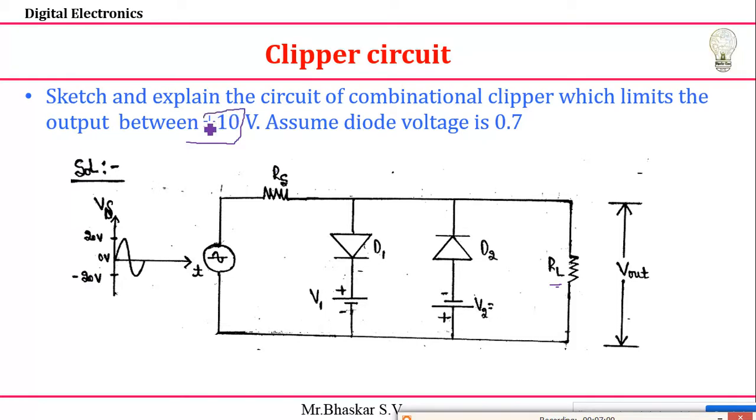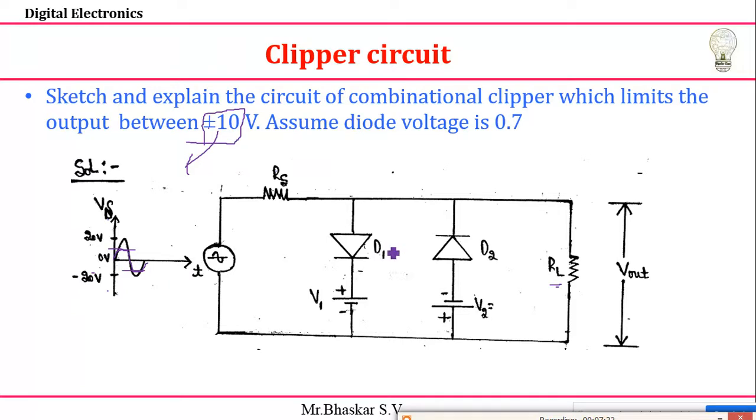To clip at plus or minus 10 volts, my input signal must be greater than this voltage. At least you need to take 10.1 or 10.2 volts. For explanation purposes, I'll take my input signal as 20 volts to minus 20 volts, at least double that, so we can easily analyze. Out of that, only the plus 10 volts and minus 10 volts signal I need to get. This part only I need to get. That is my intention.